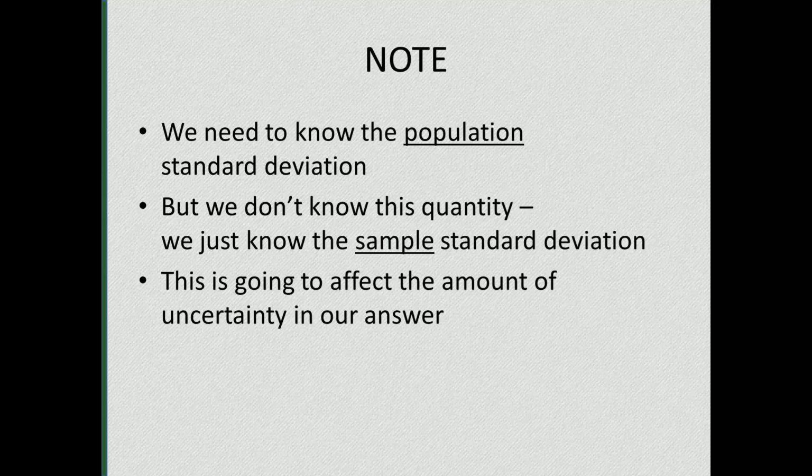The problem is, while we want a population standard deviation, we don't have a population's worth of data. We're introducing some additional uncertainty into our problem that's going to affect the uncertainty of our answer. How do we go about doing so? That's the subject of the next video.